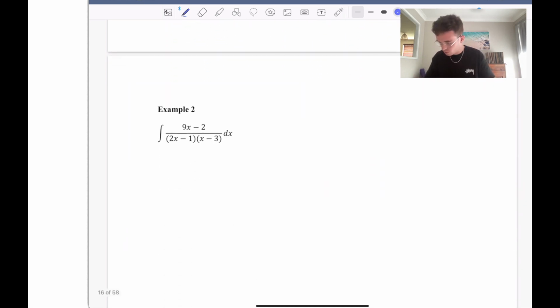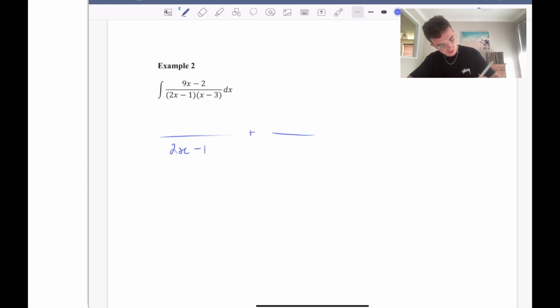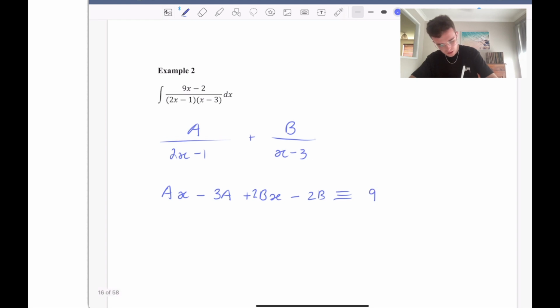Let's have a look at a second example. So 9x minus 2 on (2x minus 1)(x minus 3). We're going to just do our partial fraction decomposition. So A on 2x minus 1 plus B on x minus 3. Again, we're going to learn a method later that's going to let you do this in 2 seconds, but we need to develop this ability to equate coefficients, especially when the denominator is quadratic. So this is going to be ax minus 3a plus 2bx minus b, and that's going to be congruent to 9x minus 2.